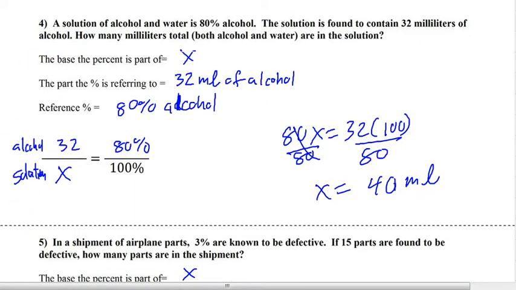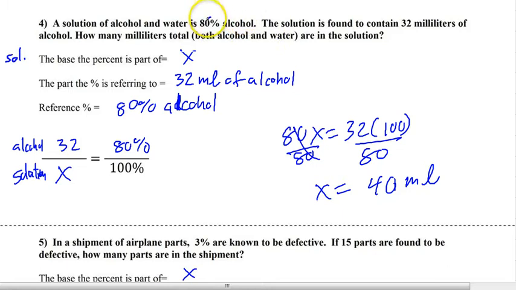Okay, and here are the answers. So let's go over this. We have a solution of alcohol and water. So we know the entire whole part is alcohol and water. It's the entire solution. That's what we know this has to be, the solution. Alright, and then the solution is found to contain 32 milliliters of alcohol, and our percent says how many milliliters total, both alcohol and water, in the solution.